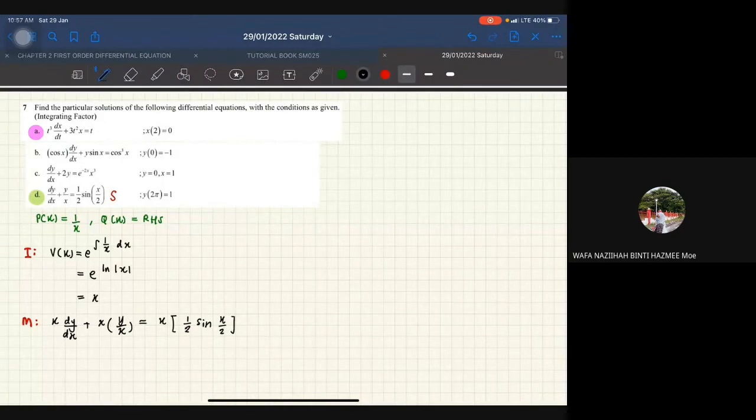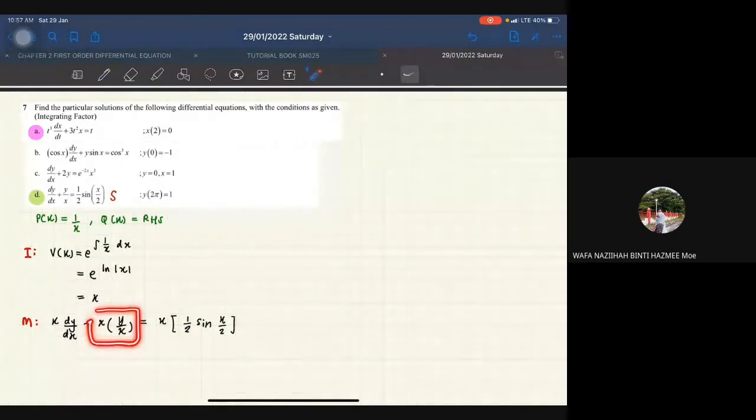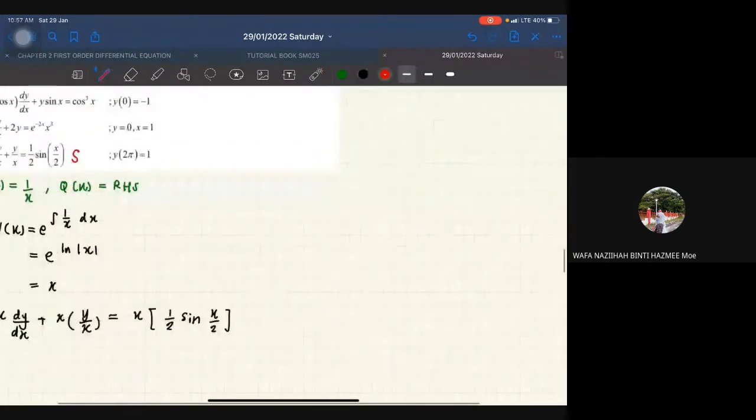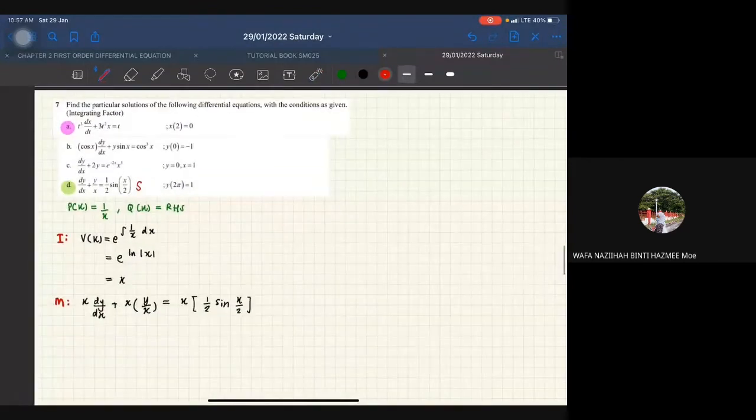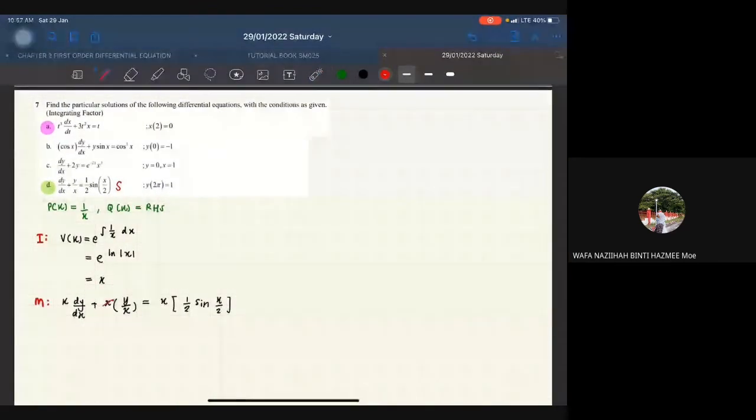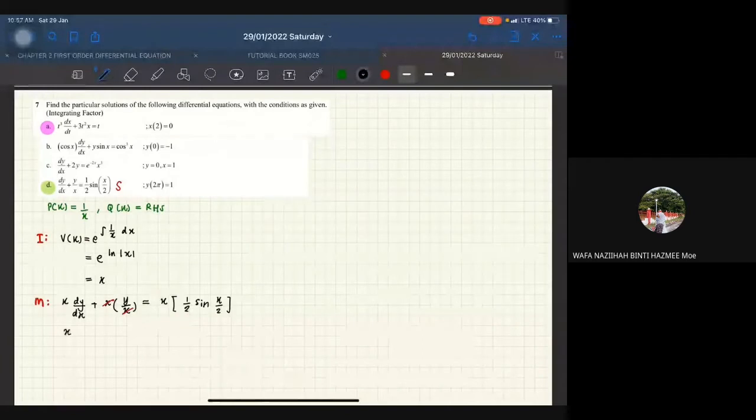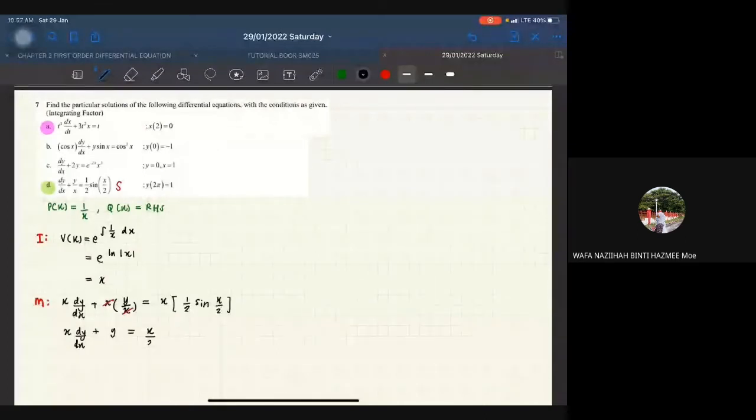Okay, so kita boleh simplify this one. So awak cancel out kan X dengan X. Sorry. Cancel this one out. Okay, so you will get X dy dx plus y equal to X over 2 sine X over 2. Settle. Okay, so dah settle multiplication.